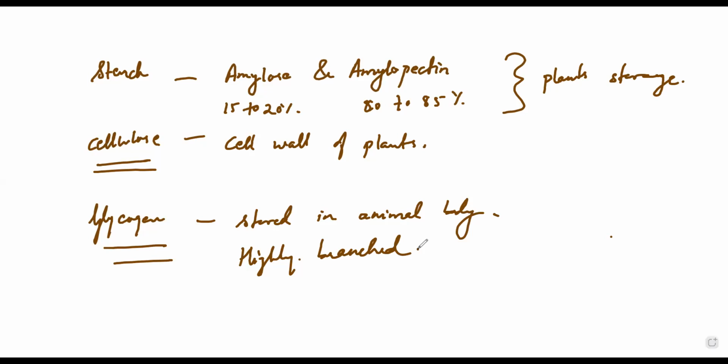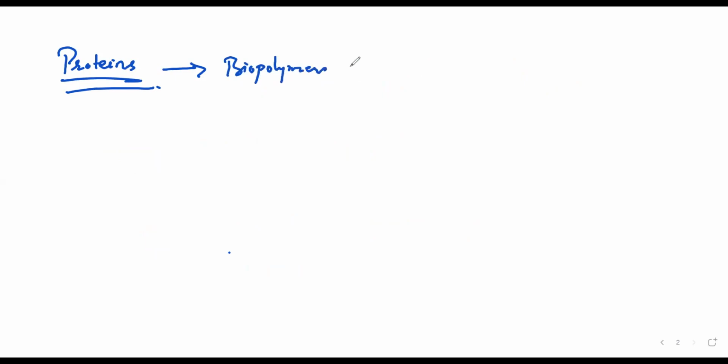Next one is the proteins. Now, what are proteins? Proteins are nothing but biopolymers of a large number of amino acids, mainly alpha amino acids. Proteins are nothing but a group of amino acids; when they form a chain, they are called proteins. Basically they have a peptide linkage.